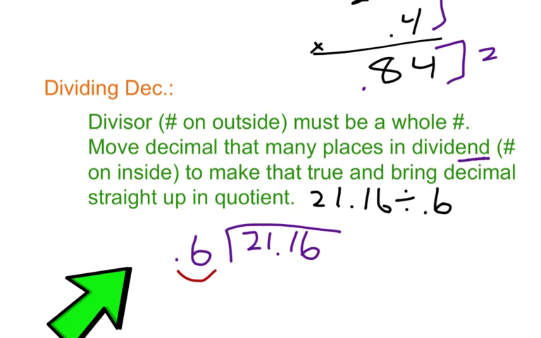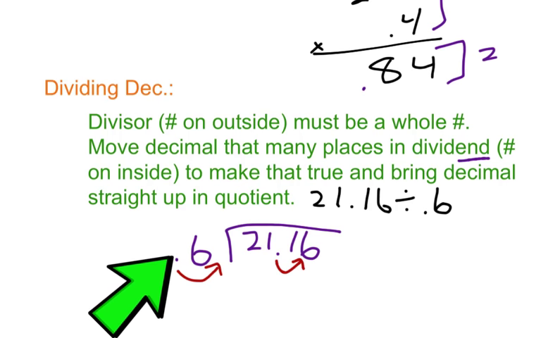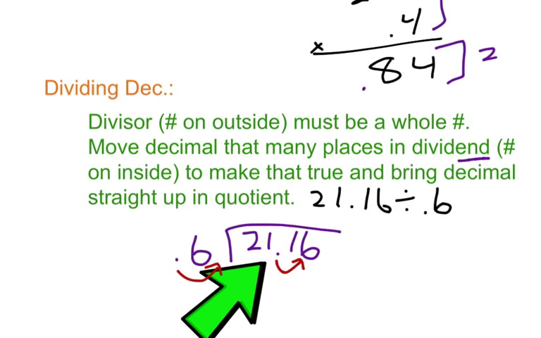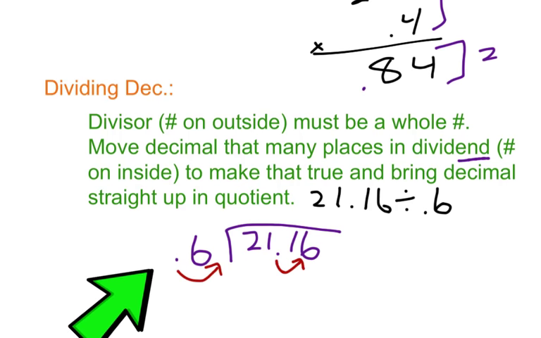So I'm going to move it one spot to make it a whole number to the right, and then one spot to the right here. So effectively, you're just multiplying both of these by 10. Remember when you multiply by 10, it just moves the decimal? Kind of like the metric system, huh? So now I'm going to rewrite that. So it's 6 into 211.6.